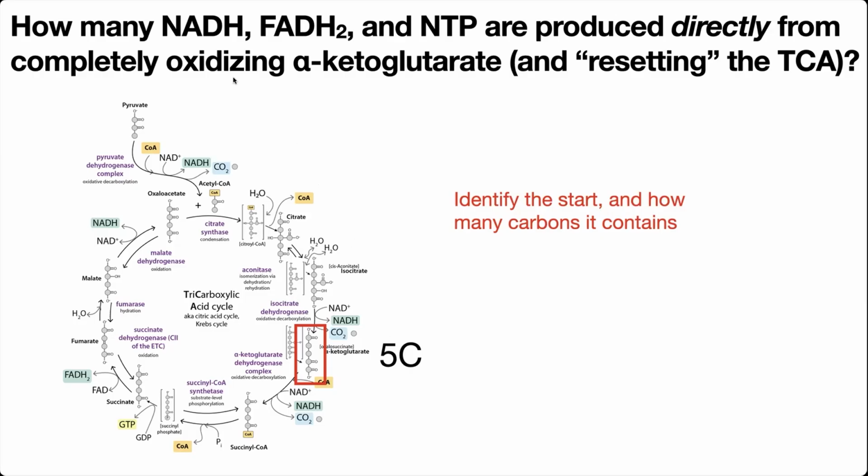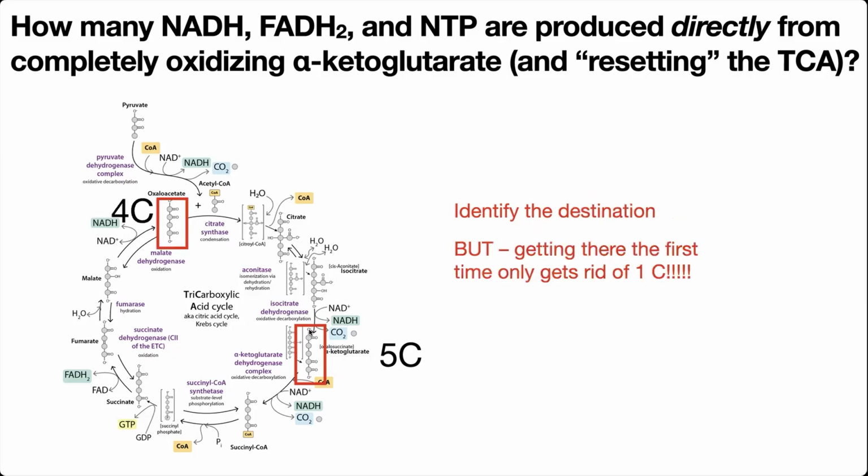If we don't remember offhand, we can work it out. Pyruvate has 3, acetyl-CoA has 2, oxaloacetate is 4, then we make citrate, which has 6. You lose 2 carbons each turn around, and at this point you've lost 1 carbon. So 6 minus 1 is 5. Alpha-ketoglutarate has 5 carbons.